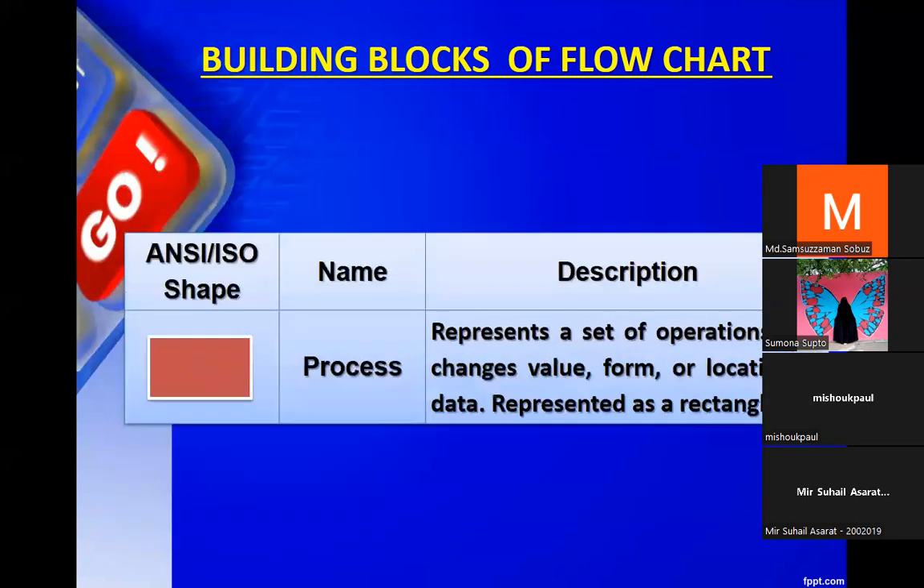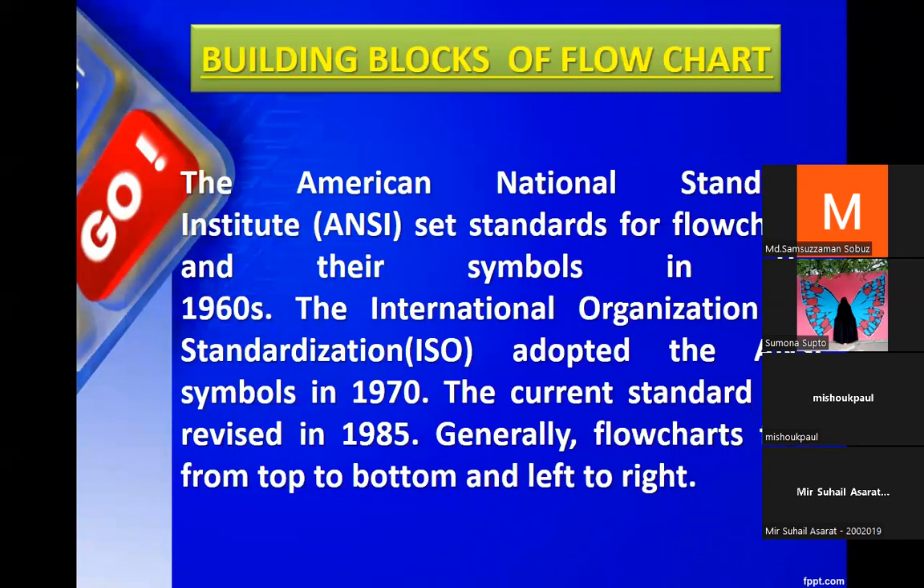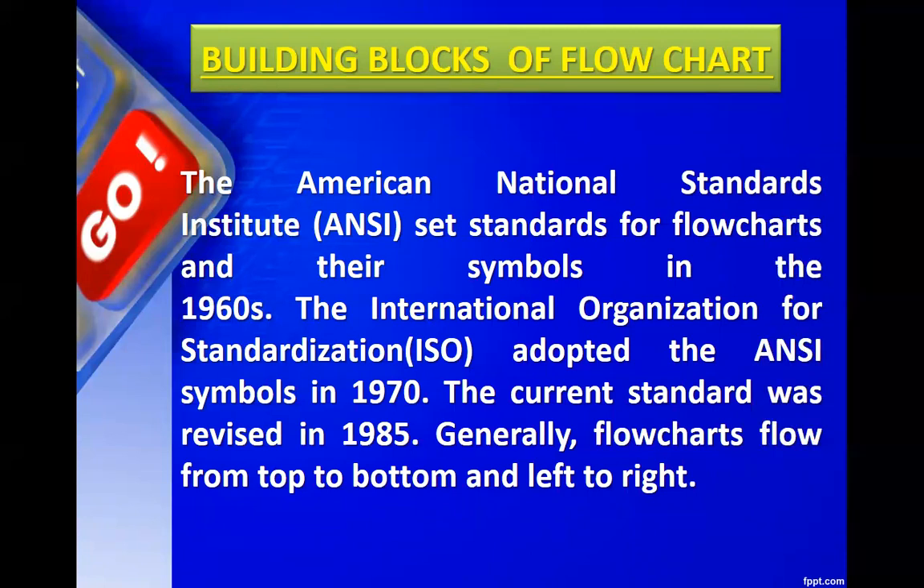Basically, all these symbols are defined by ANSI, the American National Standards Institute, which set standards for flowcharts and their symbols in the 1960s. I have already shown some pictorial forms that are defined by ANSI. ANSI is an organization that defined these rules: if you want to use input, processing, or a decision, you need to use a diamond, and for any input output, you need to use a rectangle or parallelogram. So this is the standard.